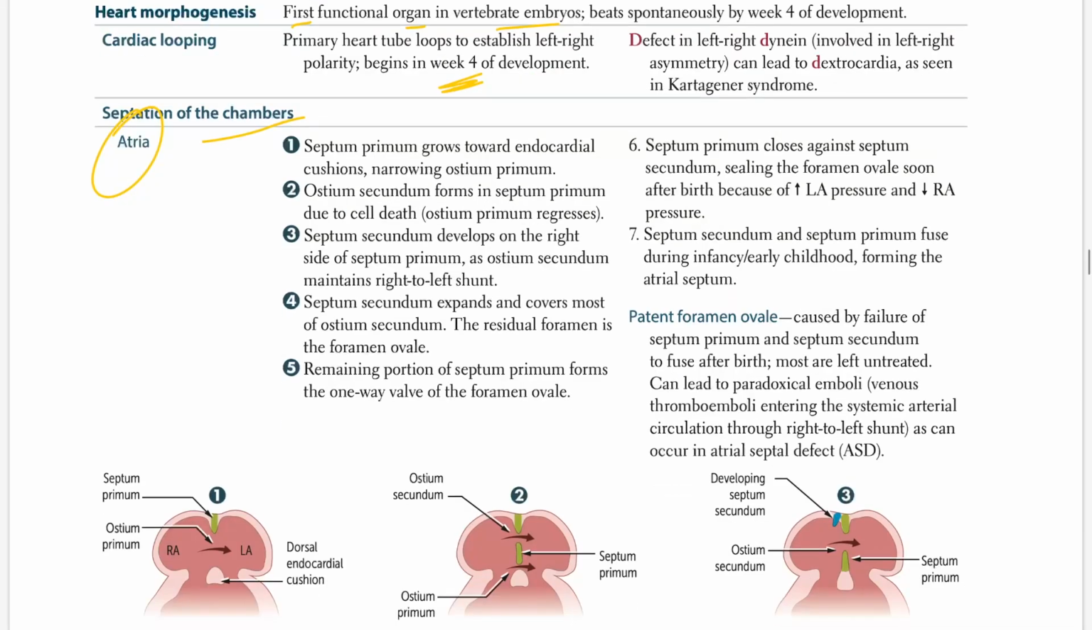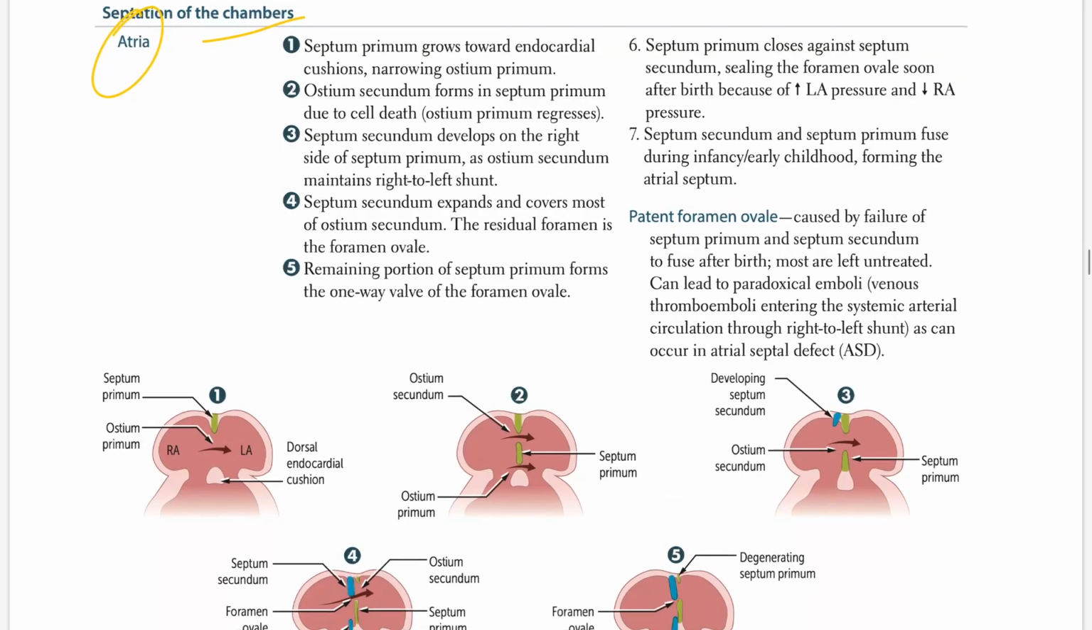Let's look at the picture here. So you have development of the septum primum that grows toward the endocardial cushion, narrowing the ostium primum. Looking at the picture here, the septum primum is growing towards these endocardial cushions, right? And narrowing the ostium primum.